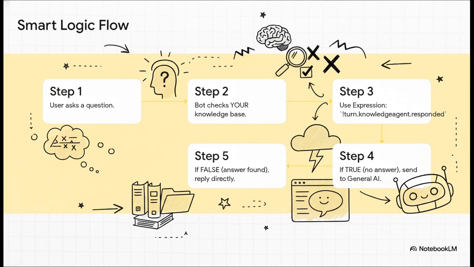So a user asks a question. The bot always checks your special knowledge base first. Then it hits our little logic check. Did it find an answer? If the answer is no, then it sends the question over to the general AI. But if the answer is yes, it just replies directly using its own knowledge. This makes sure your custom, trusted info is always the top priority.